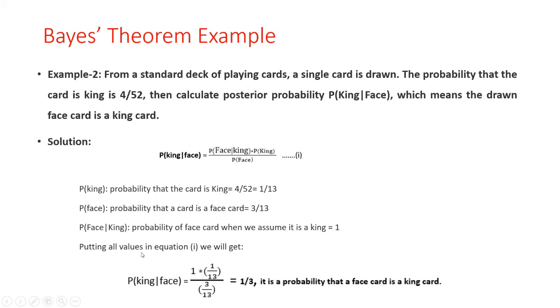So putting all these values in this equation, we get the probability of king given face is equal to 1 into 1 by 13 divided by 3 by 13. So here we get 1 by 3. So this is the probability that a face card is a king card. Okay, a face card is a king card. So this is another example using the Bayes theorem.